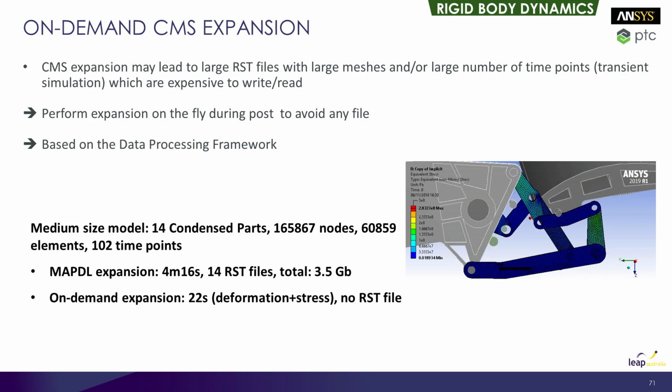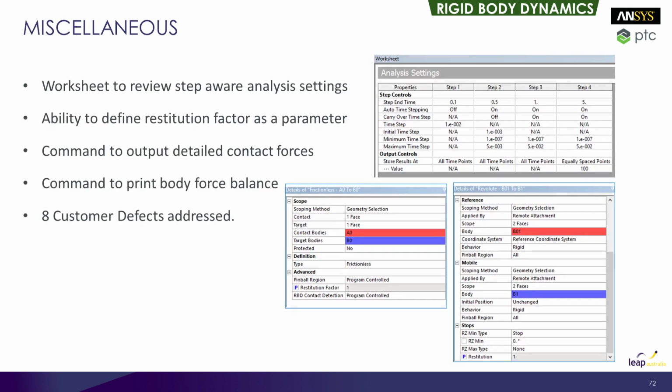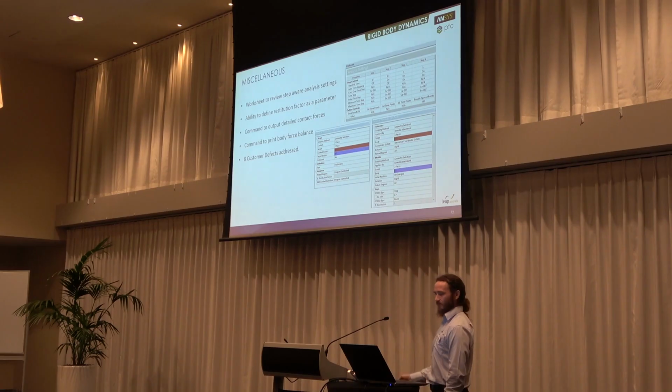Yeah. Cool. A few other things. That worksheet for step awareness in explicit dynamics carries through to rigid body dynamics as well, so we can do the step awareness just like in explicit dynamics. We can define the restitution factor as a parameter. We can output more contact force definitions or information. And there's also an option for printing body forces for a particular body, so you can take a snapshot of a rigid body and output the body force balance.